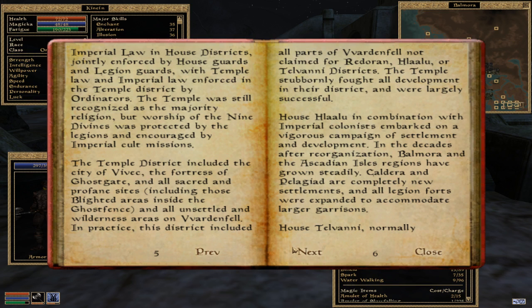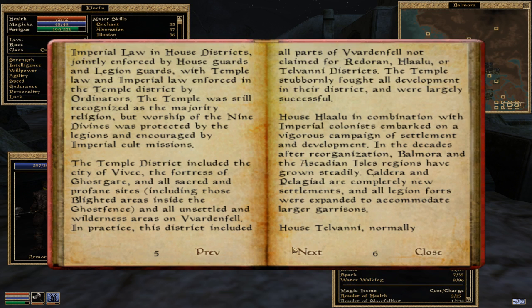The temple district included the city of Vivec, the fortress of Ghostgate, and all sacred and profane sites, including those blighted areas inside the Ghost Fence, and all unsettled and wilderness areas on Vvardenfell. In practice, the district included all parts of Vvardenfell not claimed for Redoran, Hlaalu, or Telvanni districts. The temple stubbornly fought all development in their district and were largely successful.